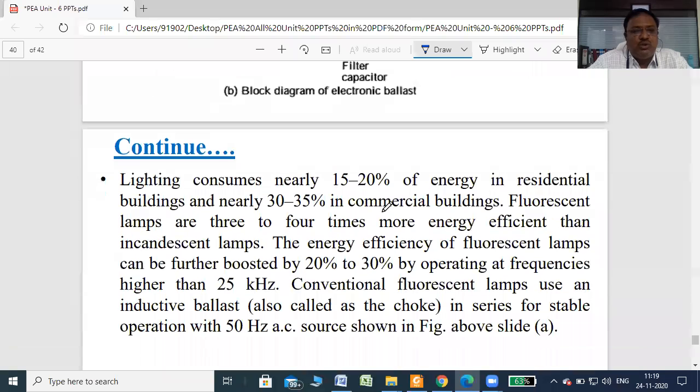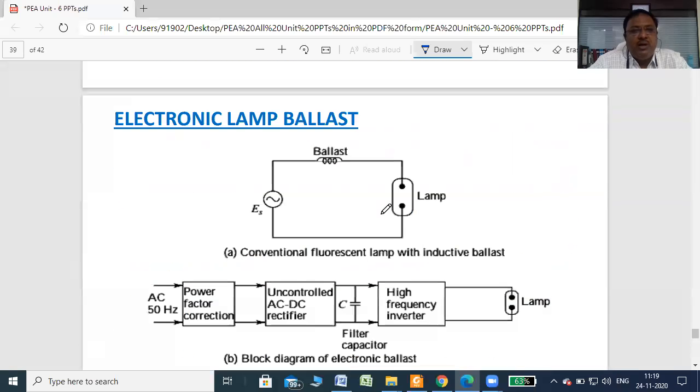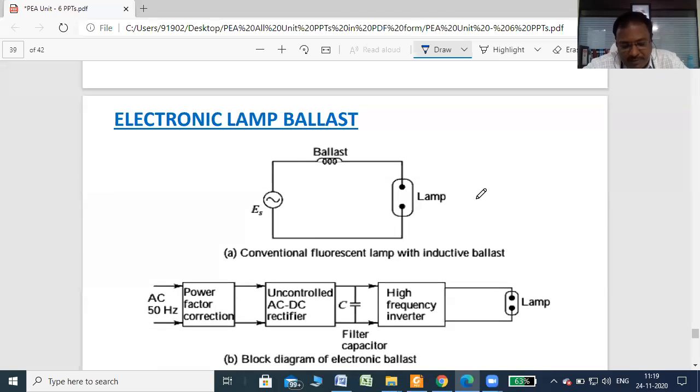After that, I think two topics are remaining. One is electronic ballast and another is induction heating. So those two topics we will cover in the next lecture. Most probably on Friday the 27th, we will complete our syllabus, all 6 units.